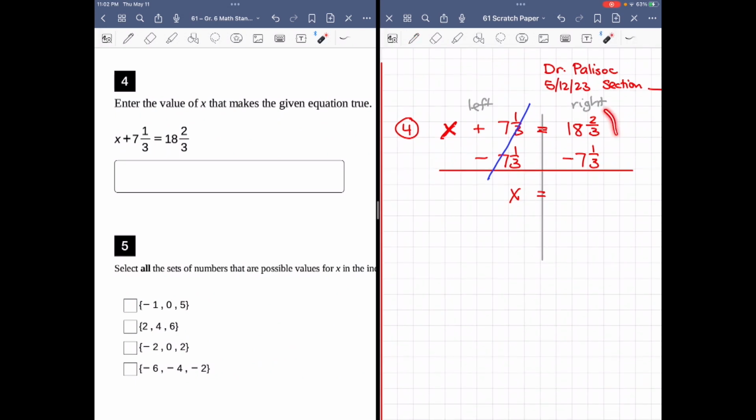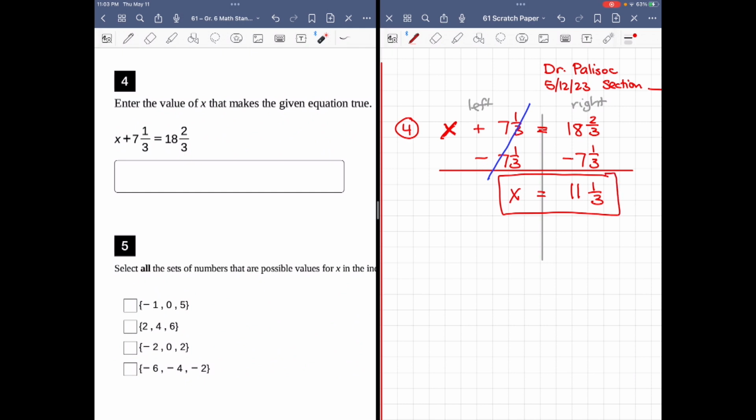And now let's go simplify this. We'll do the fractions first. And this is an easy problem because there's no regrouping. So here's 2/3 minus 1/3. And 2/3 minus 1/3 gives you 1/3. And now 18 minus 7 gives you 11. And this is as simple as we can make it.